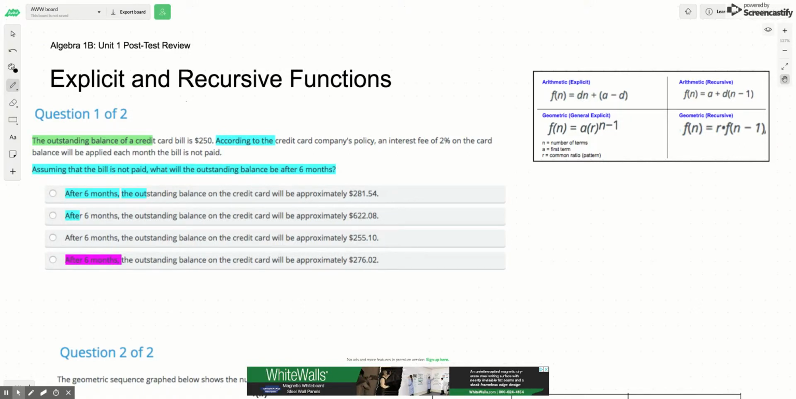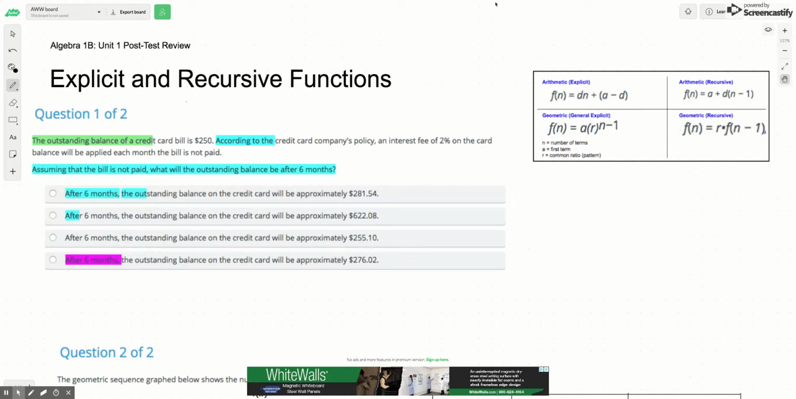Right, this is the Algebra 1B Unit 1 post-test review. Today we're going to work on 4 different problems from the practice test. This is just the first tutorial, explicit and recursive functions. On the right side, I'm going to have some material that might help me answer these questions. Let's go through the first question.